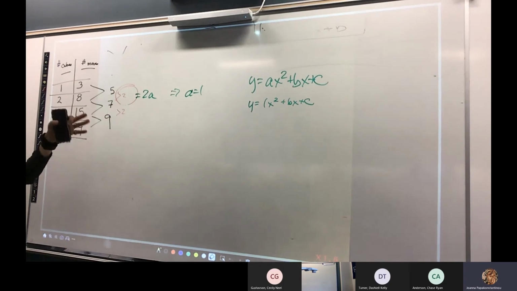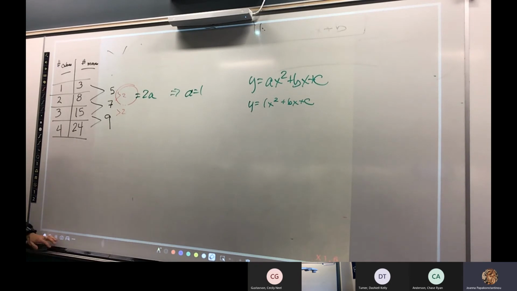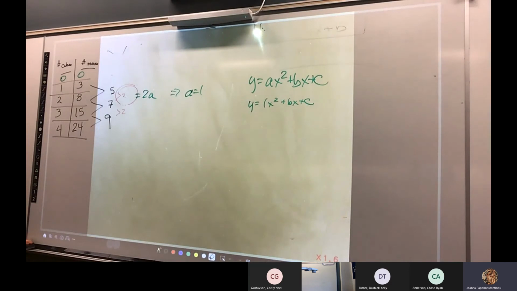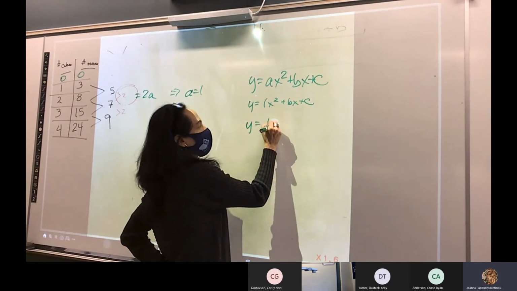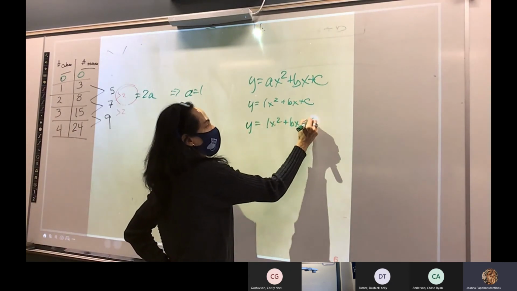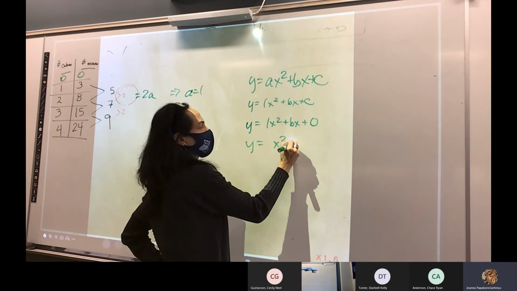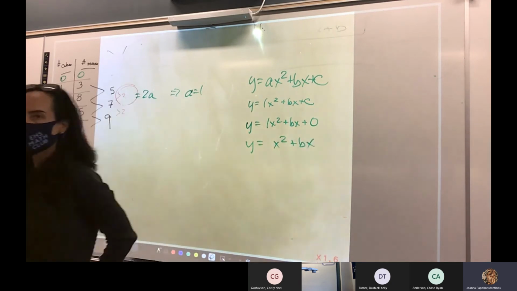Is there anything else I know? What does C represent? I guess if it's 0, then it's not there. There you go. You have 0 cubed, 0 root. So what is the constant? What is C? The y value of the y-intercept is 0. Right? We'll just simplify that.